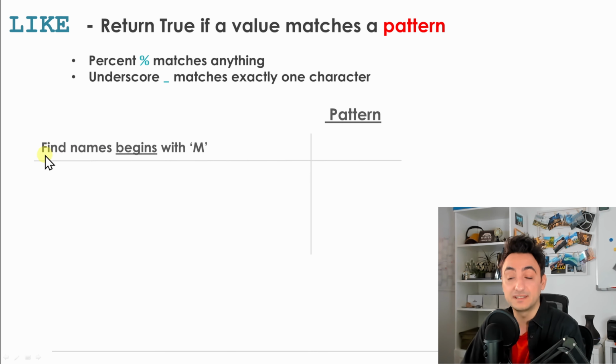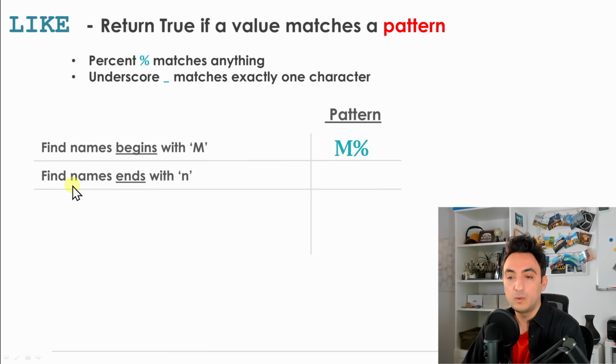The first example: find names that begin with M. That means you know that the names begin with M and you don't care about the other characters. So now we need to build up such a pattern. We're going to write down the M and the percentage. You are saying to SQL that they begin with M and the others don't matter. It could be empty, it could be multiple characters, doesn't matter. But for you, it's very important that they start with M.